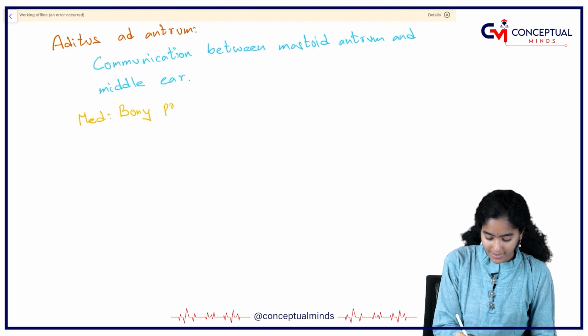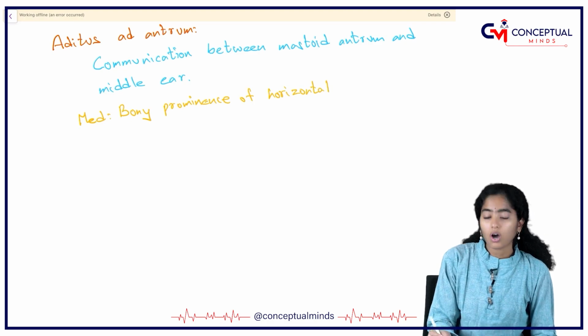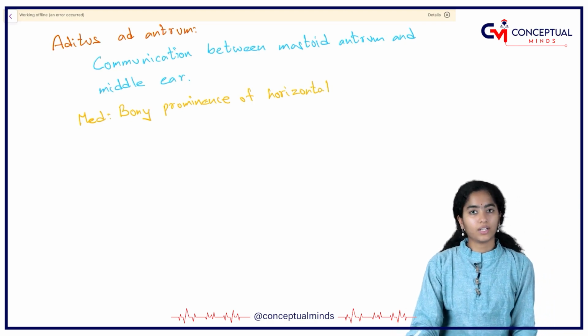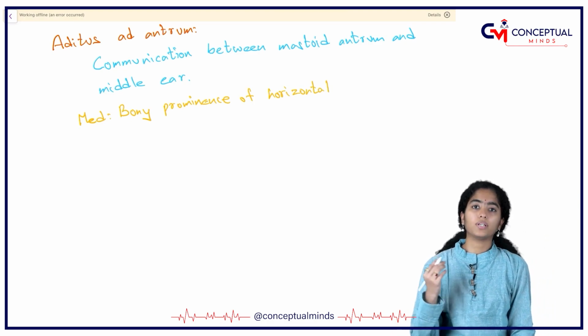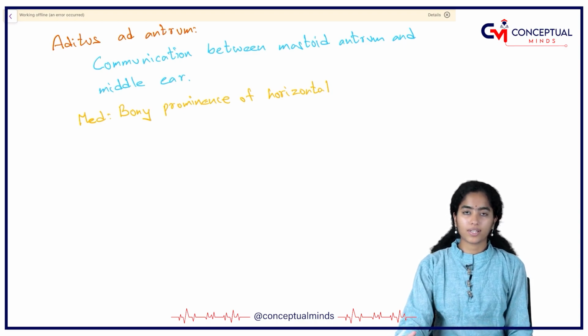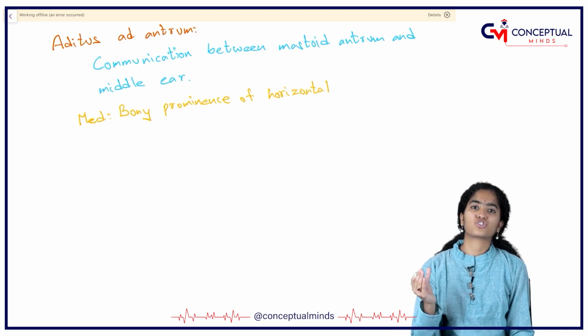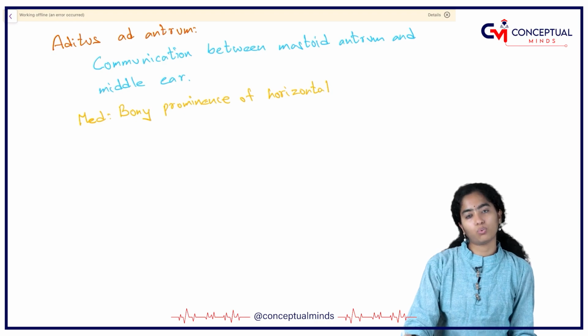Bony prominence of the horizontal canal. What is the horizontal canal? On the medial wall of the middle ear also we are seeing a prominence of the lateral semicircular canal, the bony prominence. It's a part of the inner ear, the bony part of the inner ear. That bulge is seen on the medial wall of the middle ear.